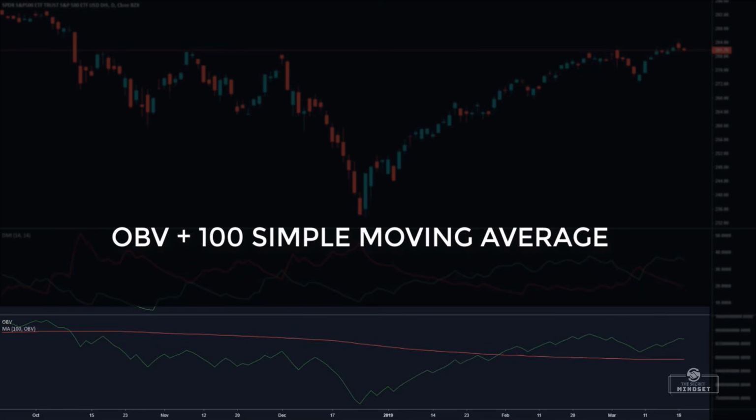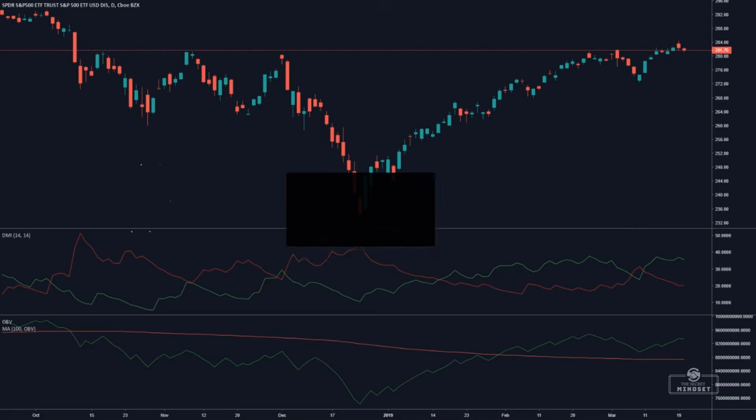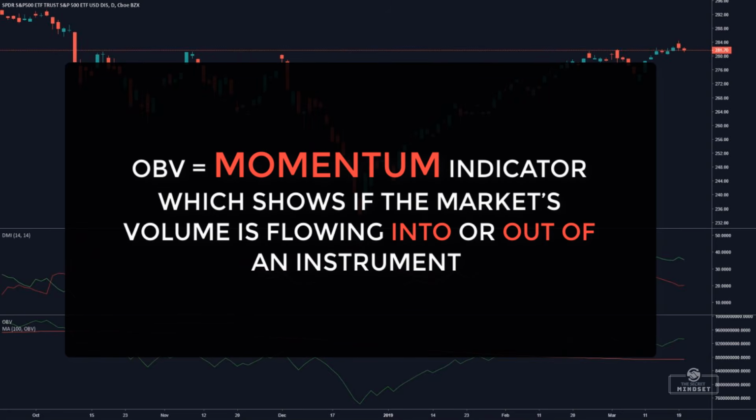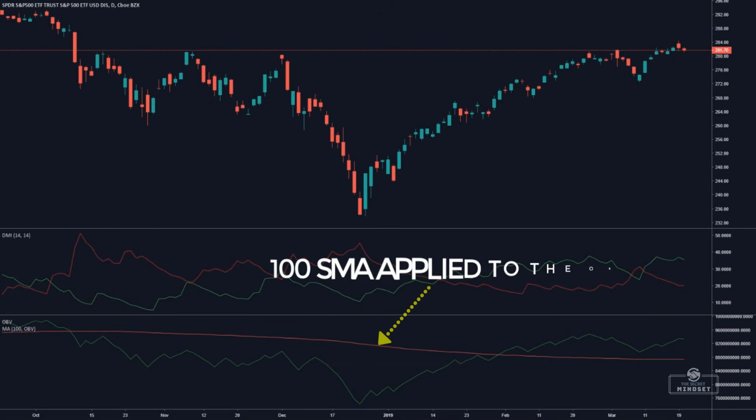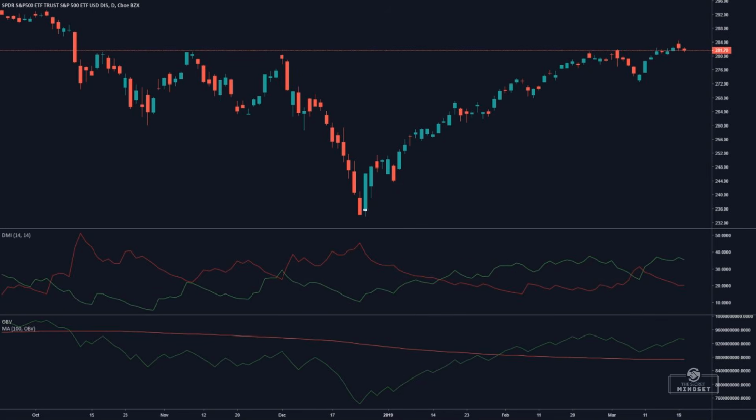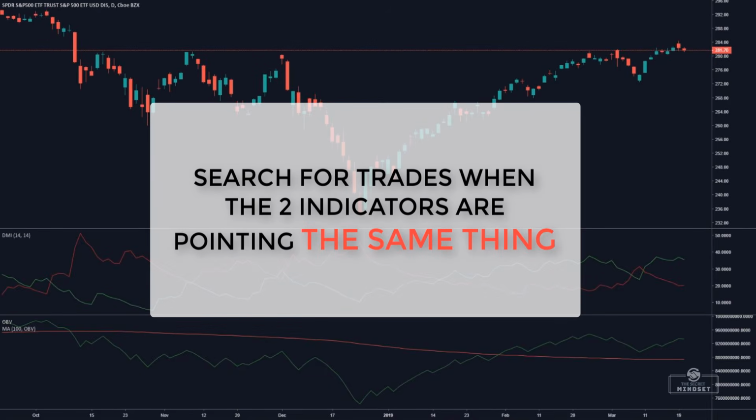Basically, the OBV shows if the market's volume is flowing into or out of an instrument, whether it's a stock, a currency, or an index. We apply a 100 simple moving average to the OBV to determine the bullish and the bearish momentum on the market, and we search for trades when the two indicators are indicating the same thing.